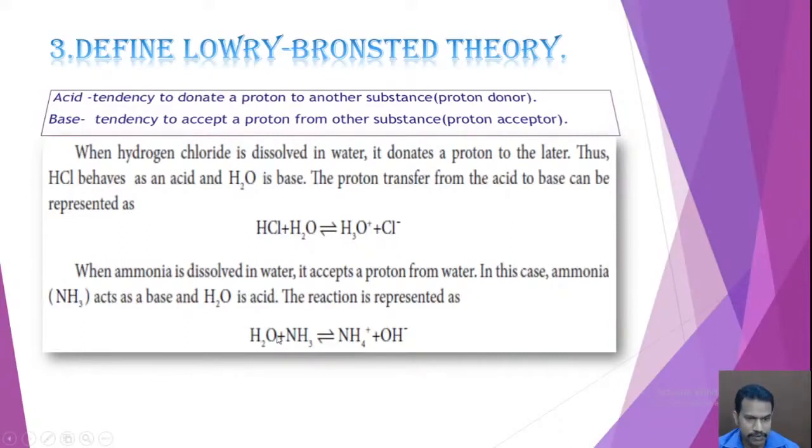So another example in this equation. When ammonia is dissolved in water, ammonia came under the limitation of Arrhenius concept, but Lowry-Bronsted make the ammonia a merit. There are demerits here, merits. When ammonia is dissolved in water, it accepts a proton from water. And it gets NH4 plus and OH minus. So in this case, ammonia acts as a base and then H2O is acid. Because ammonia, nitrogen has a lone pair, the lone pair is donated to hydrogen and finally we can get the NH4 plus ion, ammonium ion, right? And remaining OH minus.